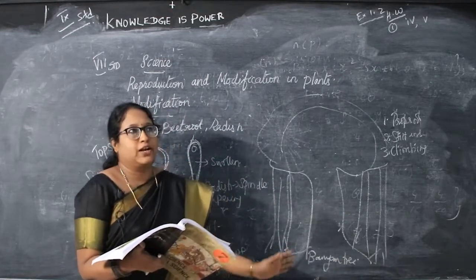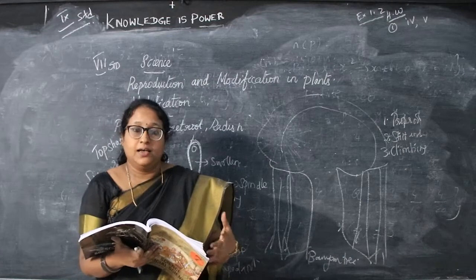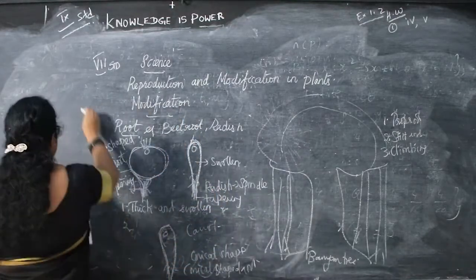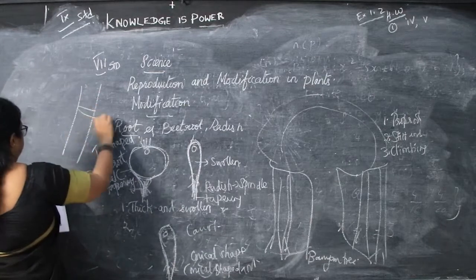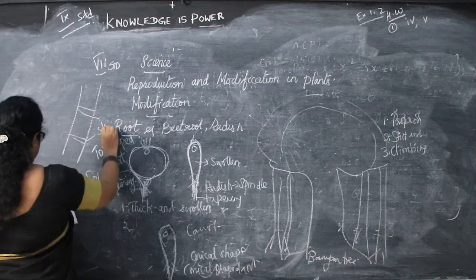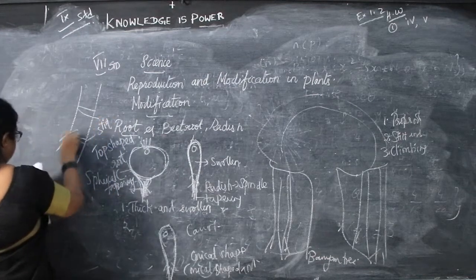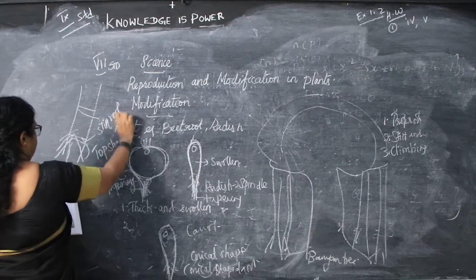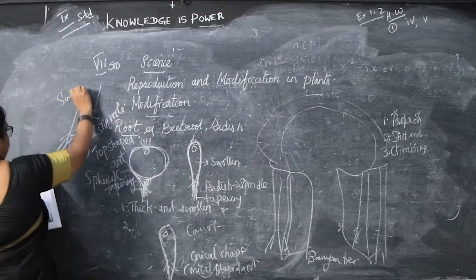Now stilt root, for example, if you take sugarcane, maize, these adventitious roots arise from the nodes. So this is the sugarcane, these are the stilt roots from the nodes. These are the stilt roots. This is a sugarcane example given to you now.